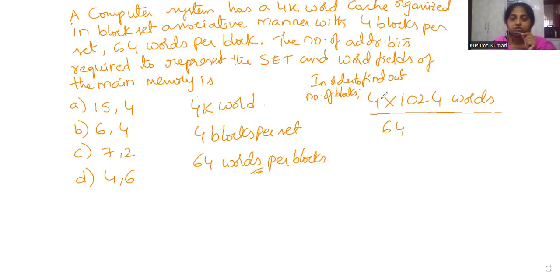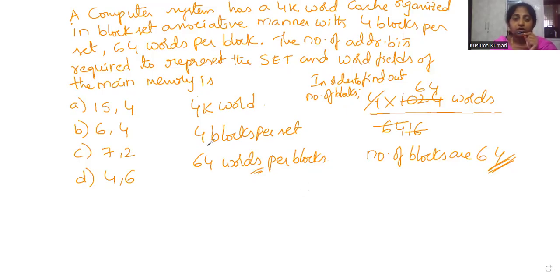So how much is this after cancellation? 4 16s are 64, and 16 64s are 1024. So the total number of blocks is 64.